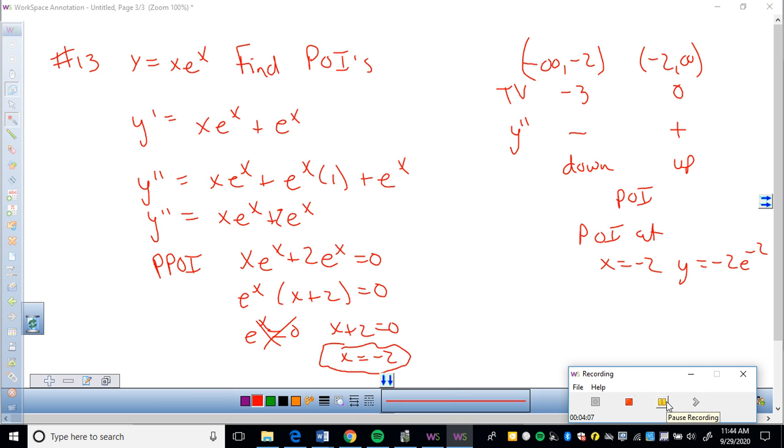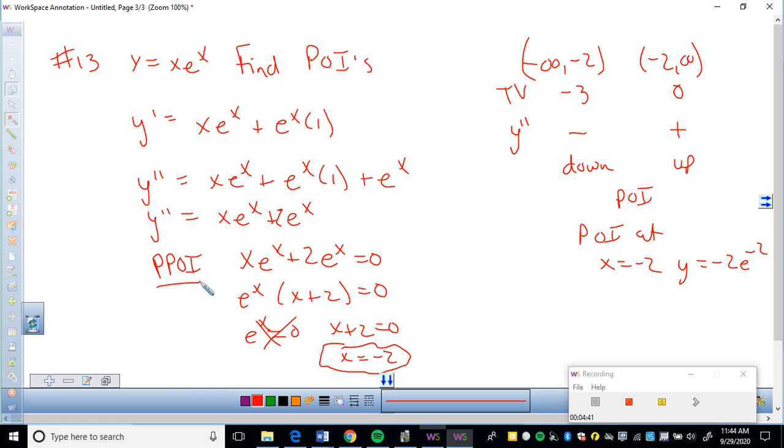Okay, the next one I was asked about was number 13. We're given y equals x e to the x, and we had to find points of inflection. To find points of inflection, we have to do the concavity test, so we have to get to our second derivative. We need product rule: first times derivative of the second, plus the second times derivative of the first. And then I need to take another derivative, so I need product rule here, first times derivative of the second, plus the second times derivative of the first, plus the derivative of e to the x is e to the x. So I clean it up as x e to the x plus 2 e to the x.